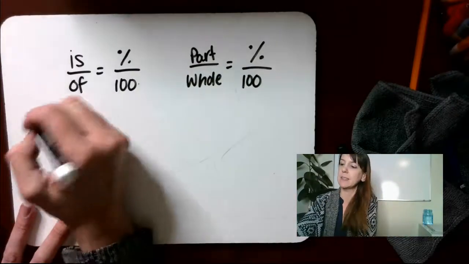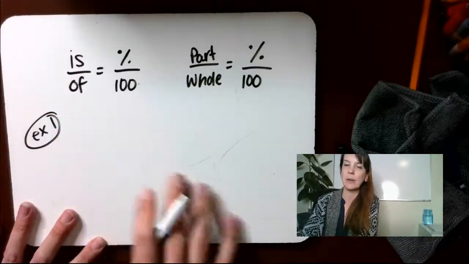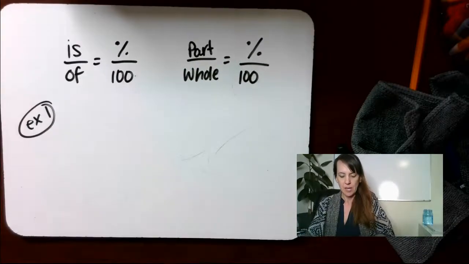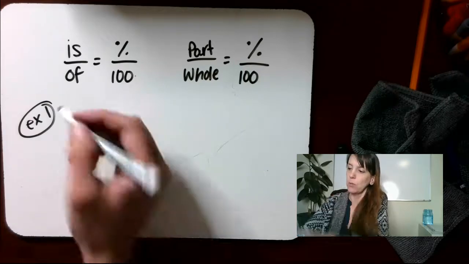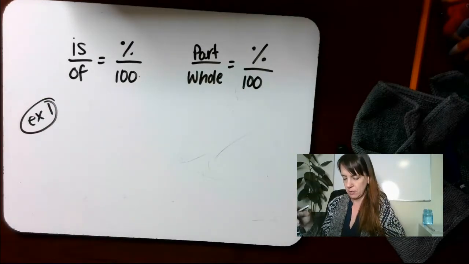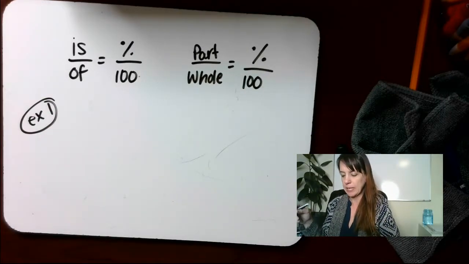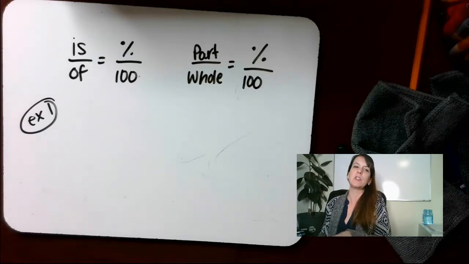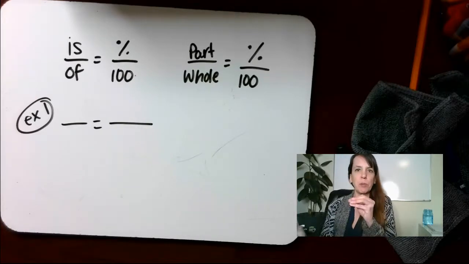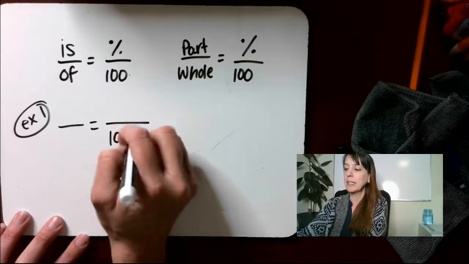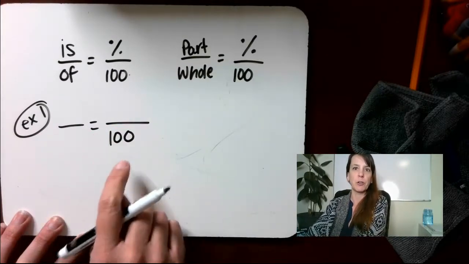So taking a look at these, example number 1, if you're in my class, you're going to be writing your notes down right here. 20% of what number is 15? Work the problem and then draw a diagram. You don't have to draw a diagram. When you see it's a percent problem, I want you to do your setup. Your setup looks like this. It's got fraction equals fraction, and you throw your 100 down in there.